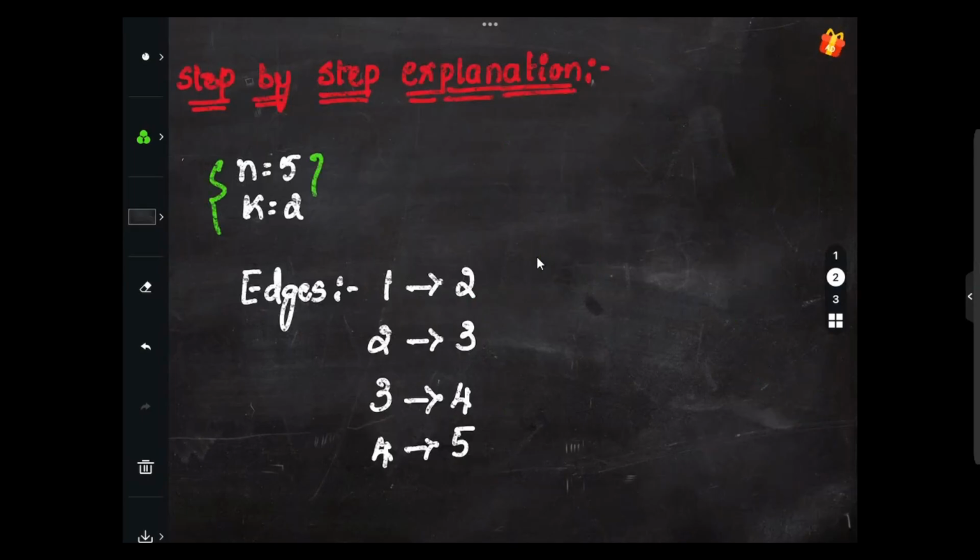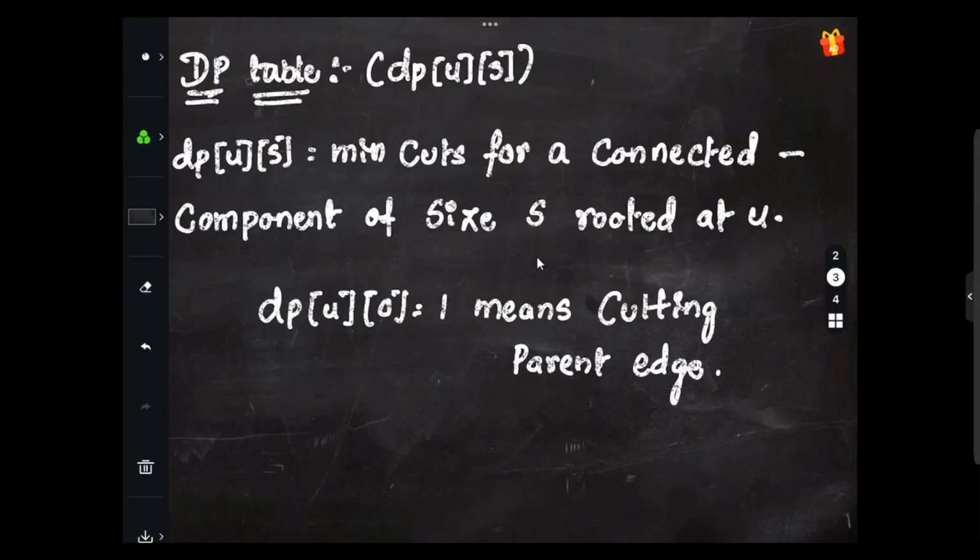So n equals 5, k equals to adjust this one, we have already discussed. This is fine. Let's move on with the next part. So I'll just show you the DP table. This is nothing but DP of U and S, right? So this is fine, I guess. Just give me a second here. Did I miss anything?